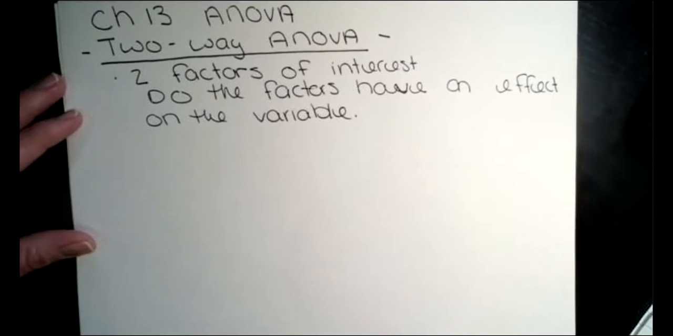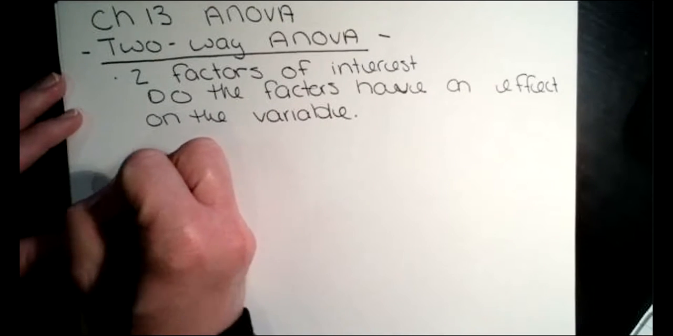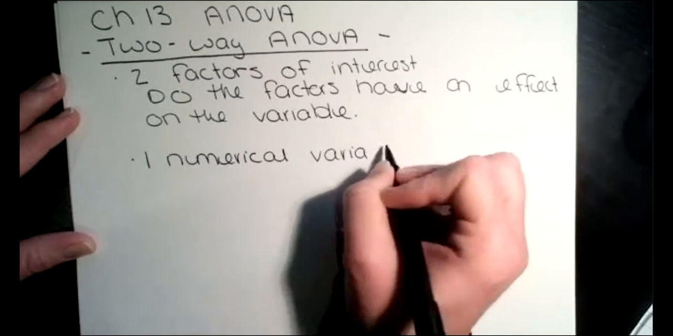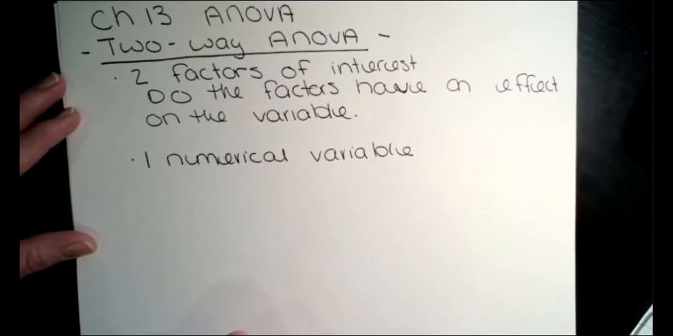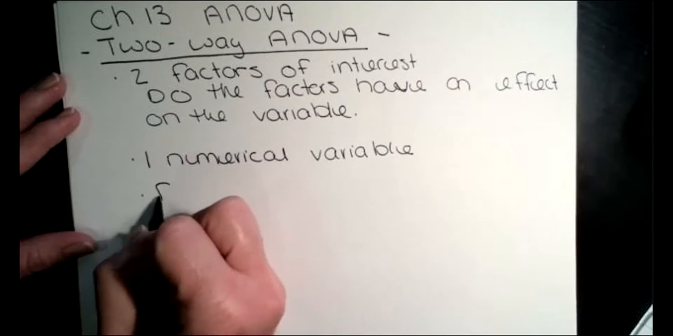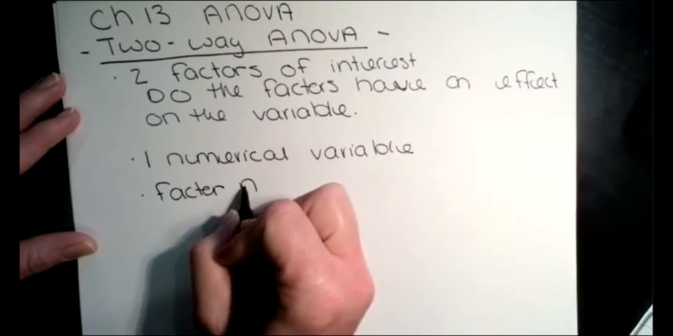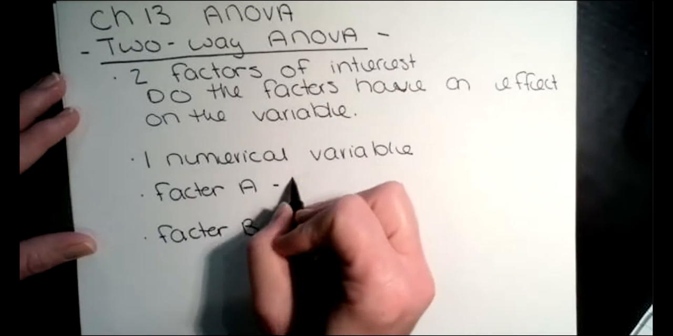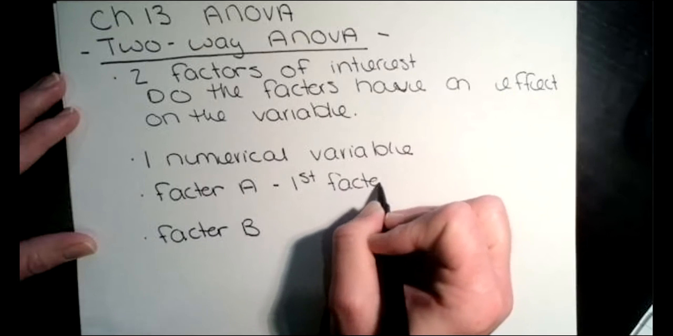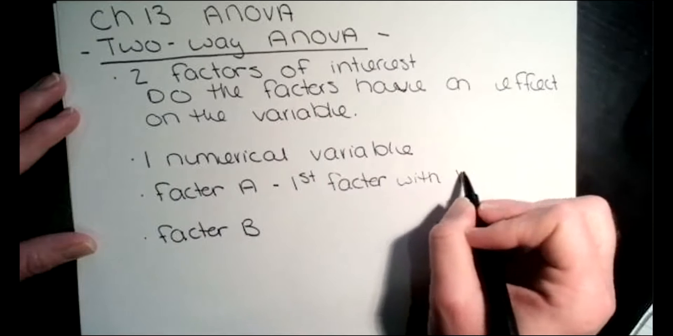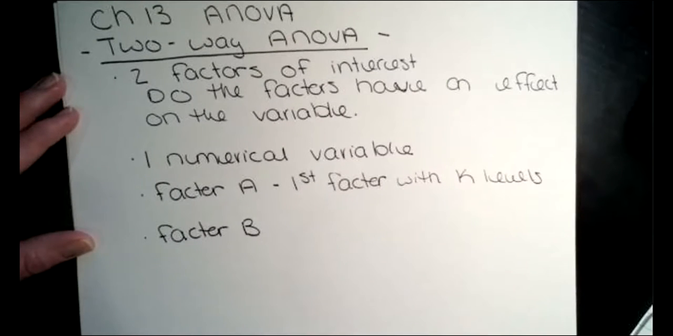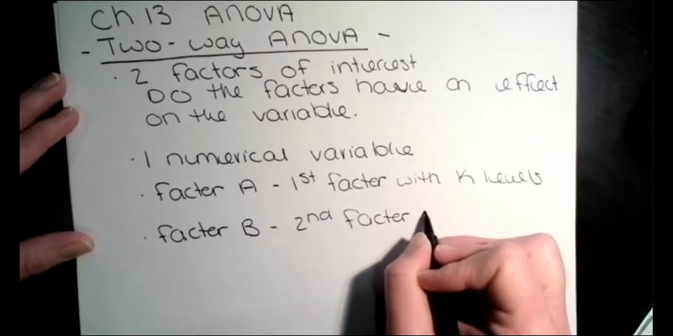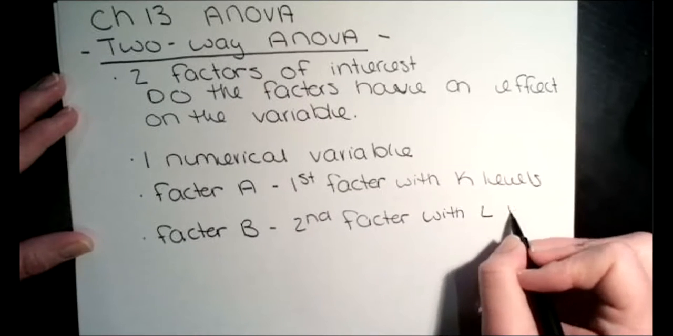Okay. All right, so when we're looking at this two-way ANOVA, like I mentioned before, we're studying the one numerical variable. So that's what is being studied. And when we have these two factors, the two factors are called factor A and factor B. Factor A is what we call our first factor, and it has K levels. And factor B is our second factor, and this is with L levels.